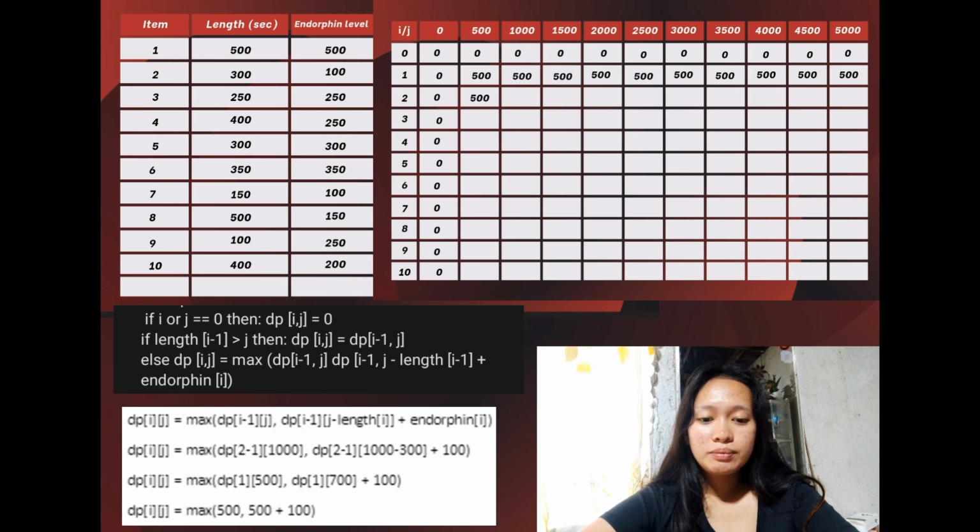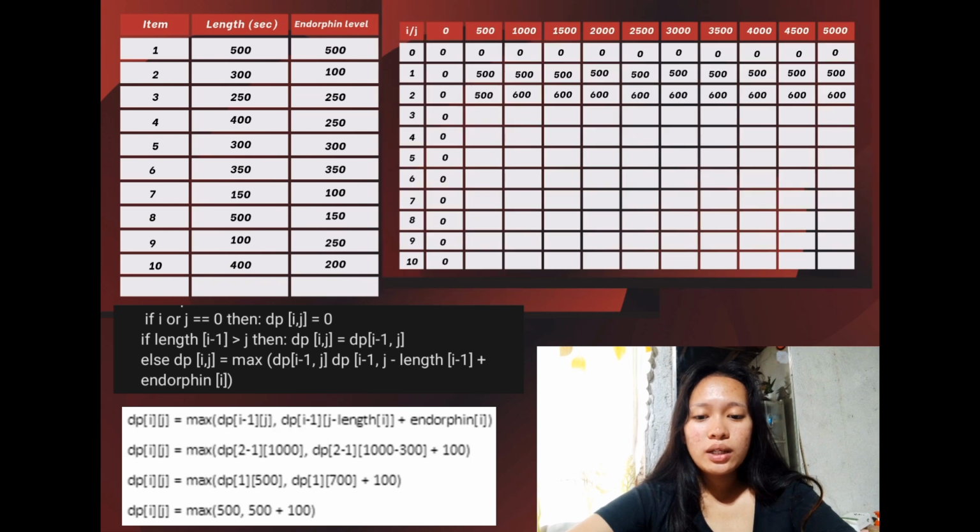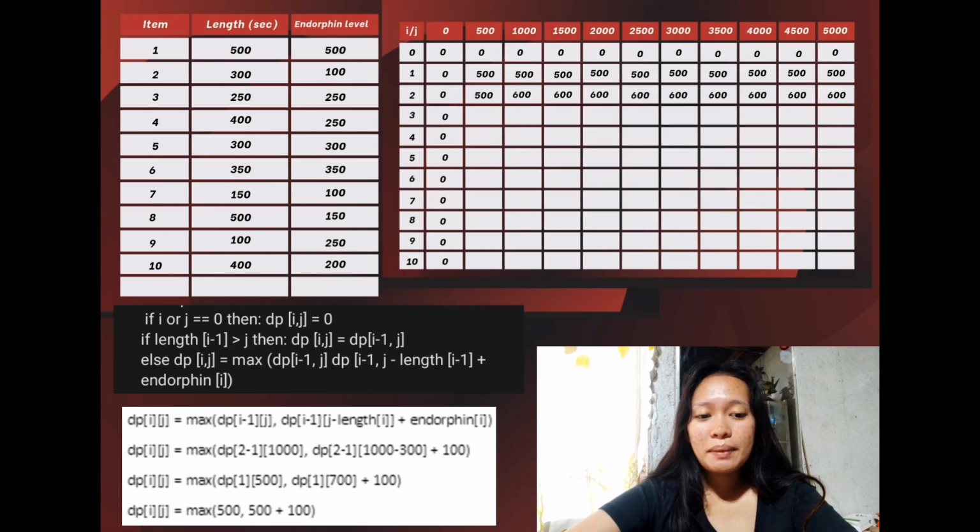Ganun din sa kabila. Dito, 1,000 minus 300 is 700. Tapos, ayan. So, yung mataas is 600. So, 600 ang ilalagay natin. So, ganun lang din yung mga susunod. Kaya, ipagpatuloy lang. And ito ang magiging outcome niya.